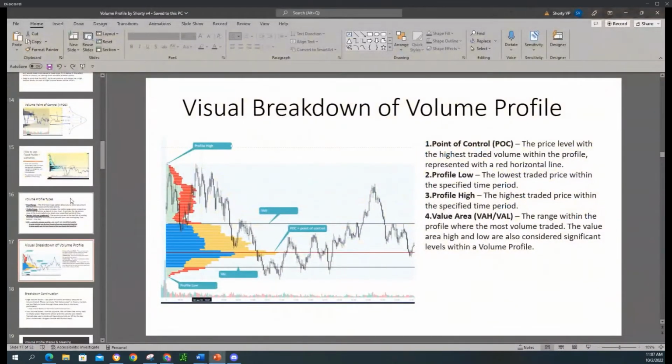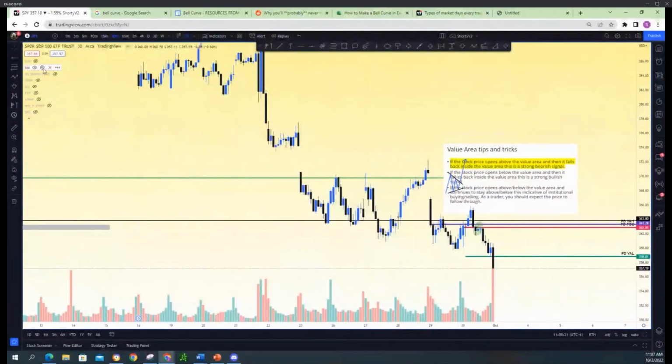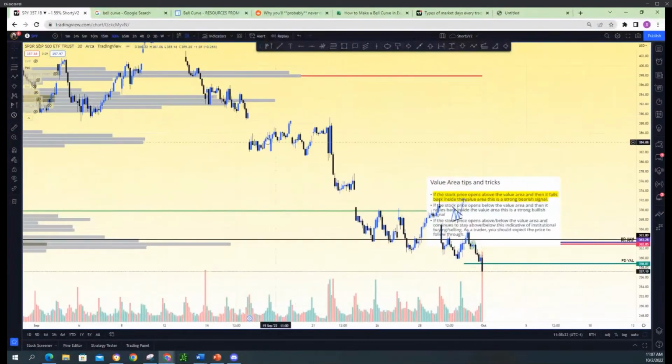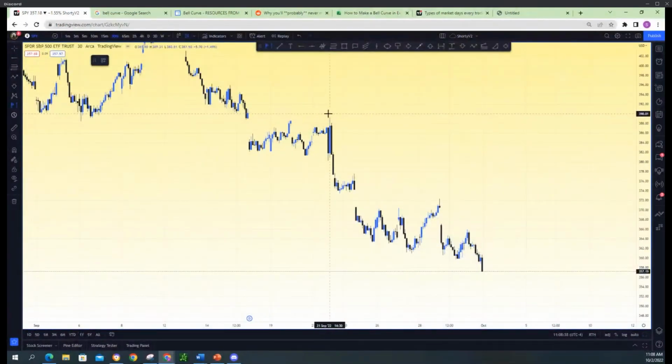So if you think about the next steps, does everybody understand all of these here? Point of control, we have the profile high and low. This is your day high. And then you have the value area high and low. And then here, you have high volume nodes in between, which are presented like something like this. So let me just grab this so you guys can see it.